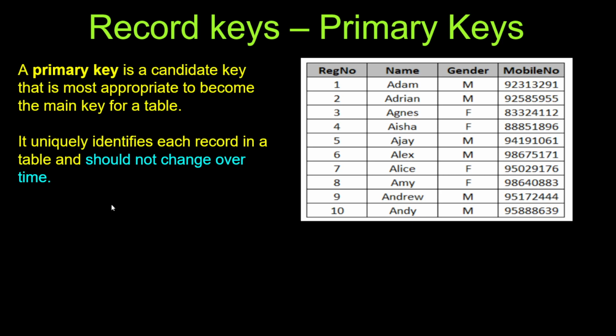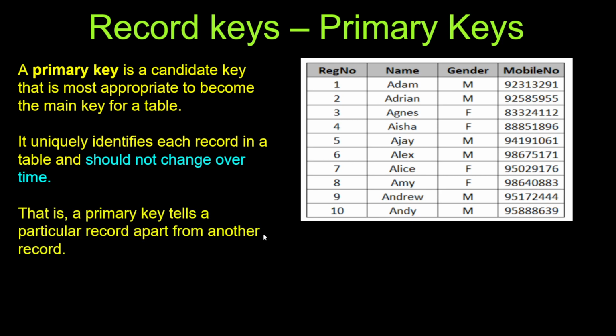So in this case, the name is not so good a primary key. The best primary key here is your register number. The register number is unique to everyone and won't change over time, no way of changing. Of course, we are thinking of a perfect world, where no one changes name and gender.